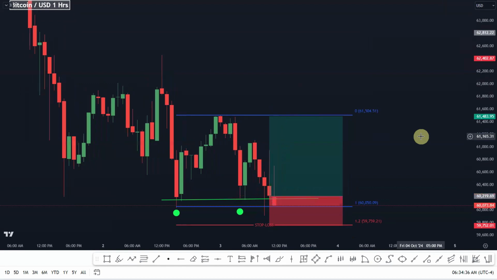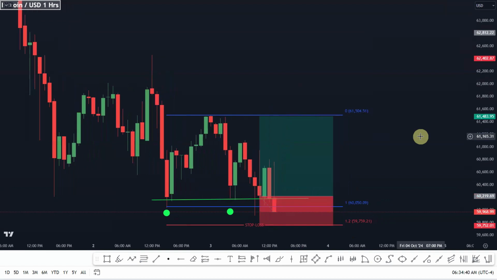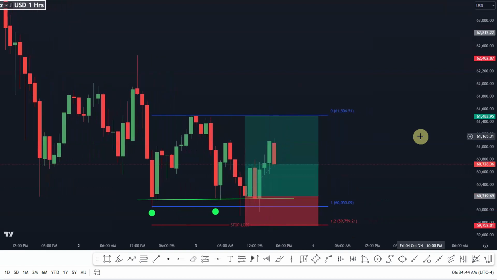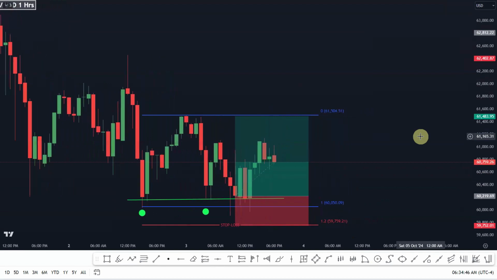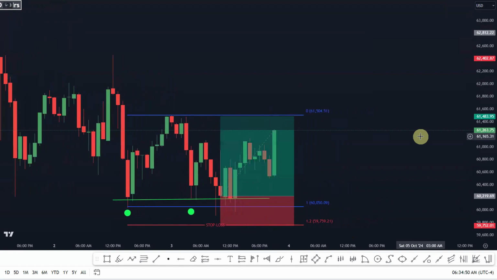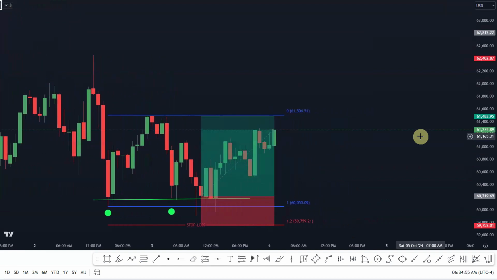Price has tested the equal lows again, tested our entry, and we took a trade right on our high. Our stop loss is right there at the 1.2% level. The price is going up and creating a potential high, and it is very near to our take profit.